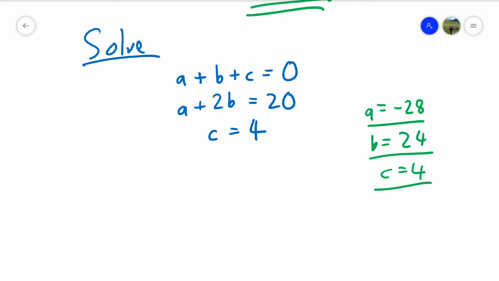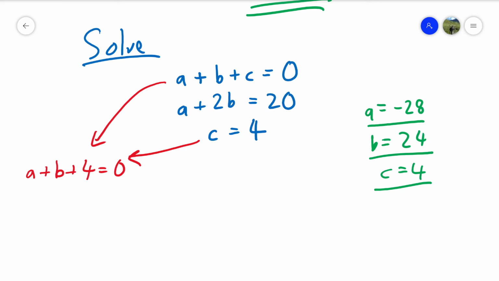Right, so if you want to check your answer, if you want to see how I did it, whatever, then you can watch me do it. Okay, so c is 4. I'm just going to combine these two equations. I don't really know what to do next. I'm just going to see what happens. a plus b plus 4 equals 0.